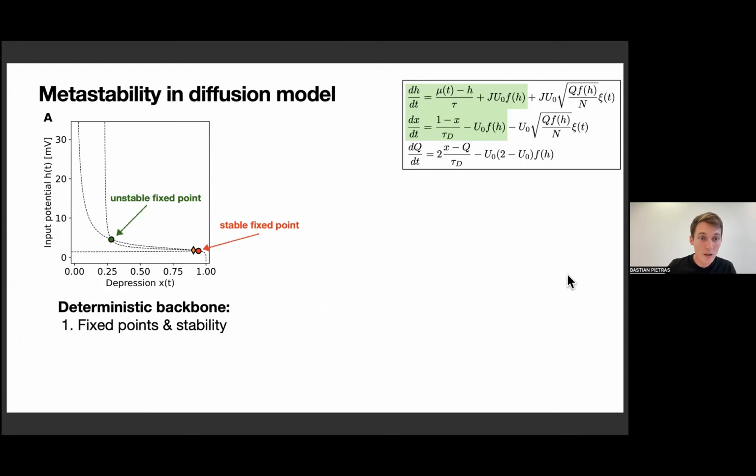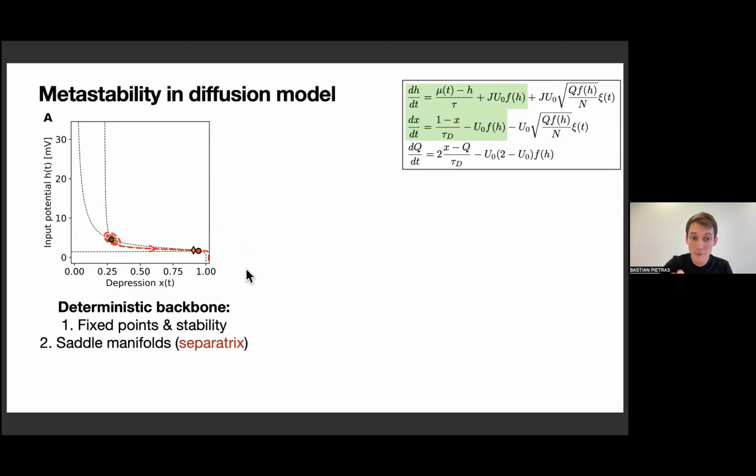draw the nullclines in this h-x plane. We can determine the stability of the fixed points. So in general, we have here a stable fixed point. The input potential is quite low. The depression level is quite high. So this is a stable fixed point. Then we have an unstable fixed point here, and in between, this orange diamond is a saddle point. So we can also have a look at the saddle manifolds of our saddle point.